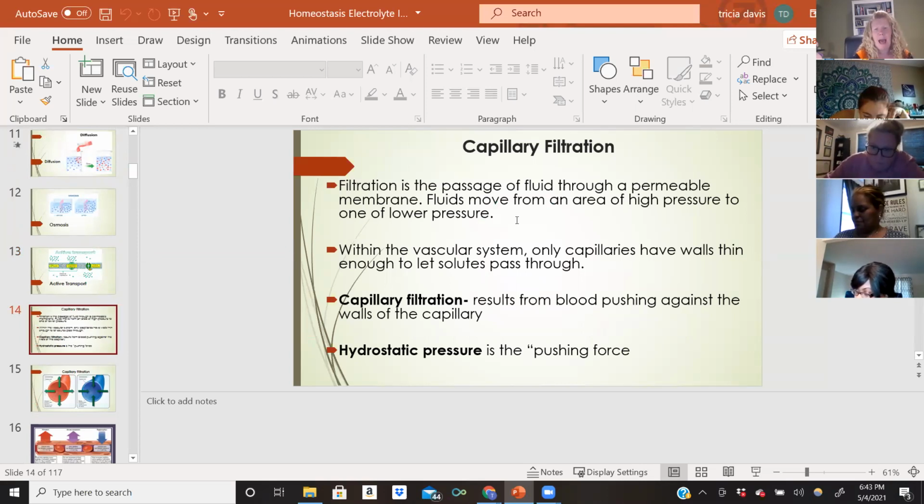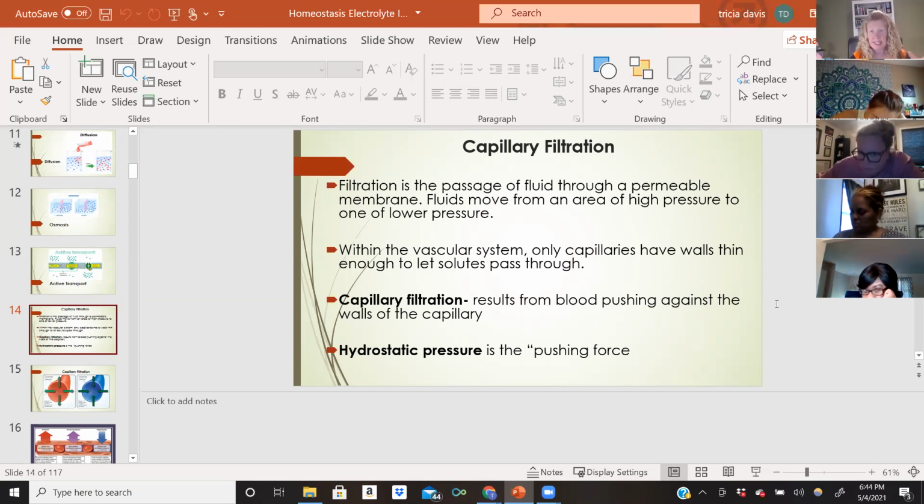So when we talk about capillary filtration, filtration is going to be the passage of fluid through a permeable membrane. So these are fluids that go from an area of high pressure to one of low pressure. Within our vascular system, only our capillaries have walls thin enough to let solutes pass by. So that's why we call it capillary filtration. This results from our blood pushing against the walls of the capillary. And when that happens, it's going to push solutes through.